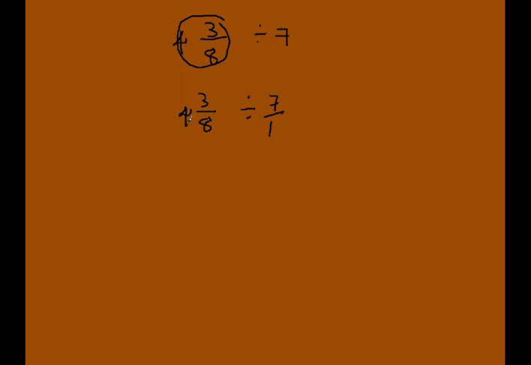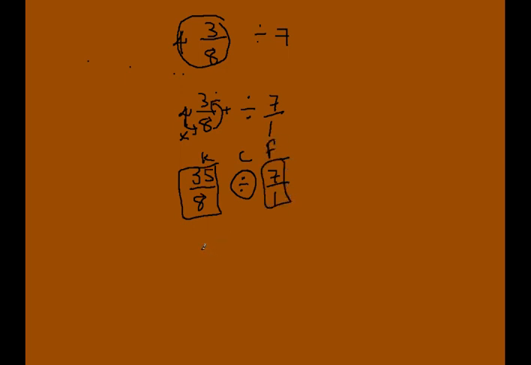How do we change this into an improper fraction? We do this times this, and we add it to the top. So 4 times 8 is 32. 32 plus 3 is 35. And we keep the denominator the same. We have 35 over 8 divided by 7 over 1. Let's apply the rule. Keep, change, and then flip. So keep 35 over 8, change into multiplication sign, and flip this guy, 1 over 7.